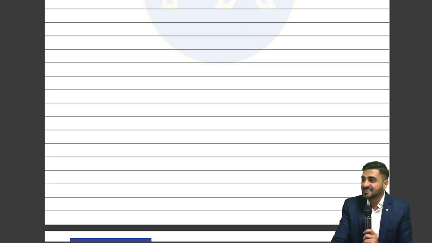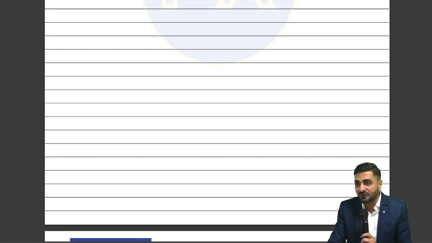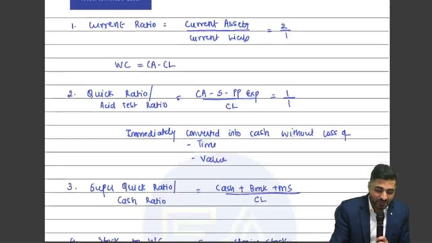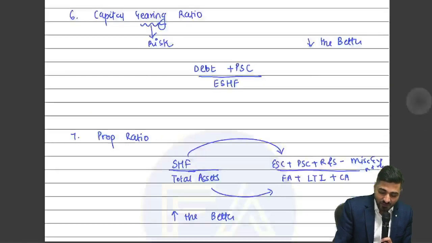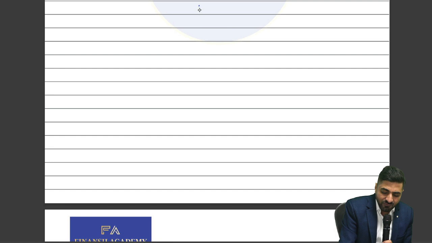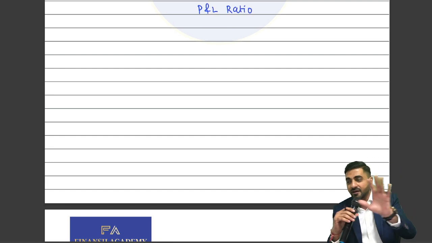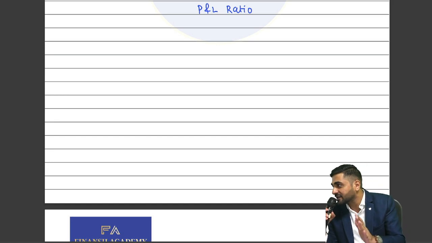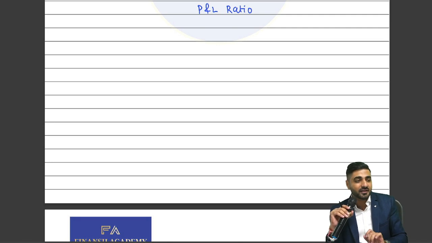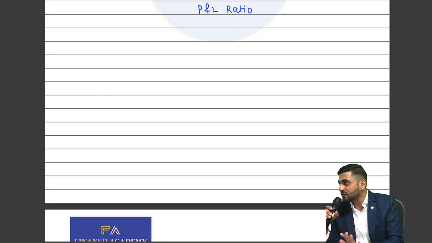Now the second set of ratios. As I told you, the first ones were your balance sheet ratios. And then we have the second set of ratios. What are the second set of ratios, guys? P&L ratios. If you feel something is very important, you can make a note on your own, but don't waste so much time writing everything I say, so that you miss listening. Listen to me properly.